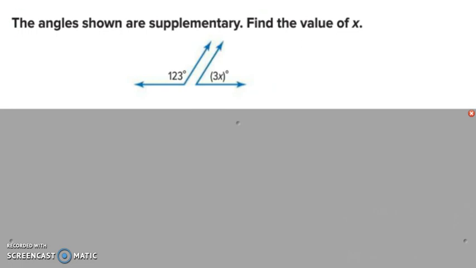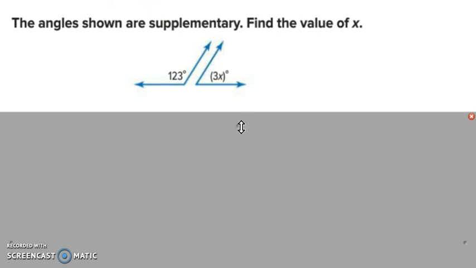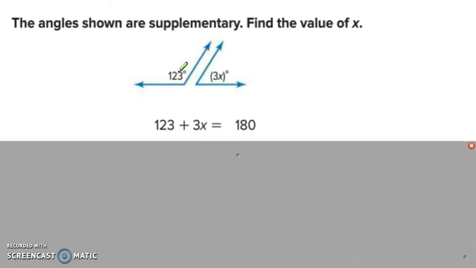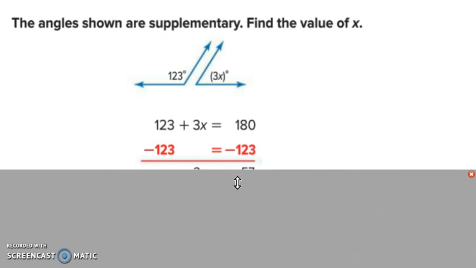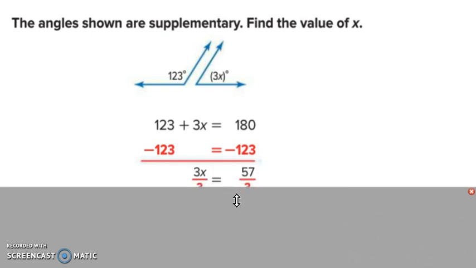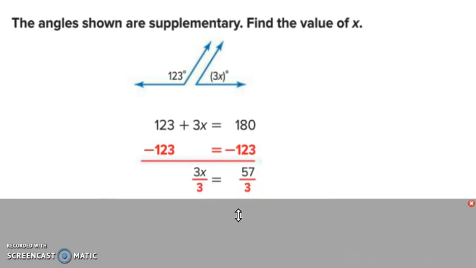The angles shown are supplementary, and here's a good example of supplementary angles that are not adjacent. We want to find the value of x. Supplementary means 180 degrees. We are going to take 123, add it with 3x, and have it equal 180 degrees. We're going to subtract 123 from each side. Then we will divide by 3, and we find that x is equal to 19.